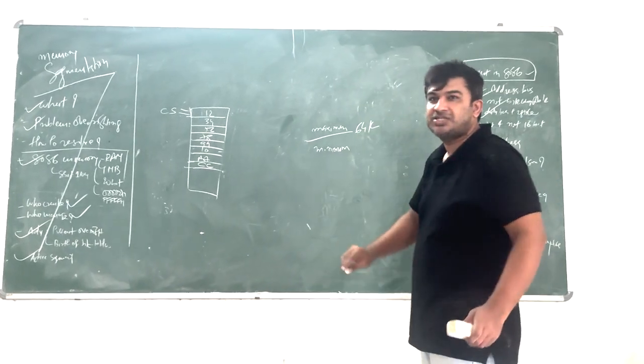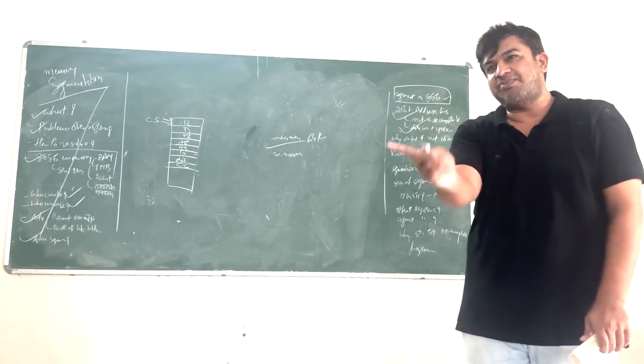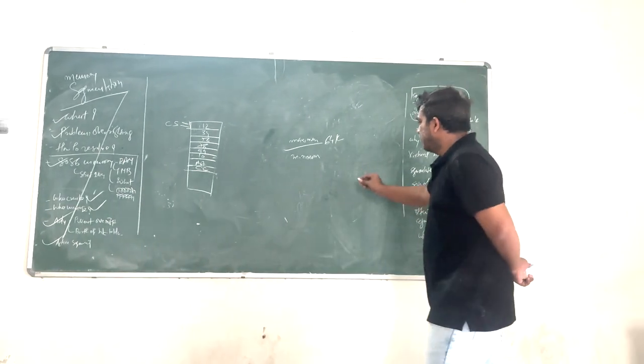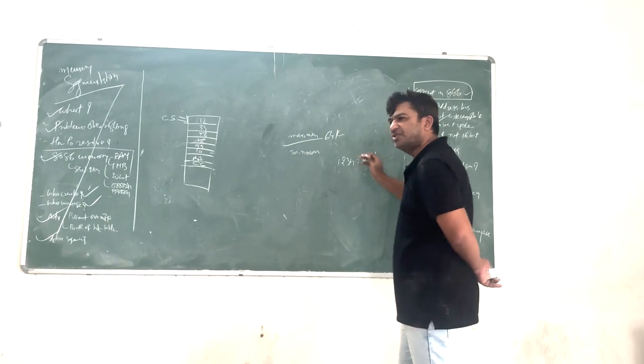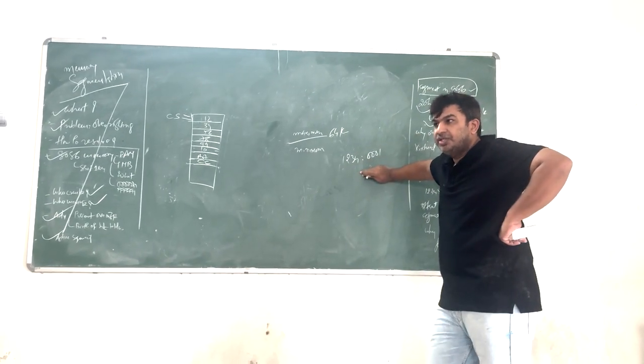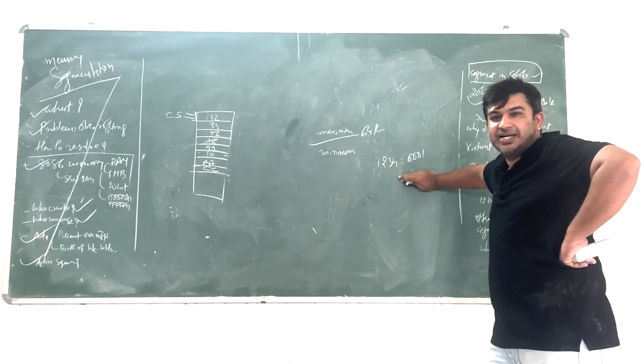What is the minimum size of any segment? If I create one segment and I want a minimum segment, what is the minimum size? Take 1234:0001. This is my one segment's virtual address. Where can my next segment get started?